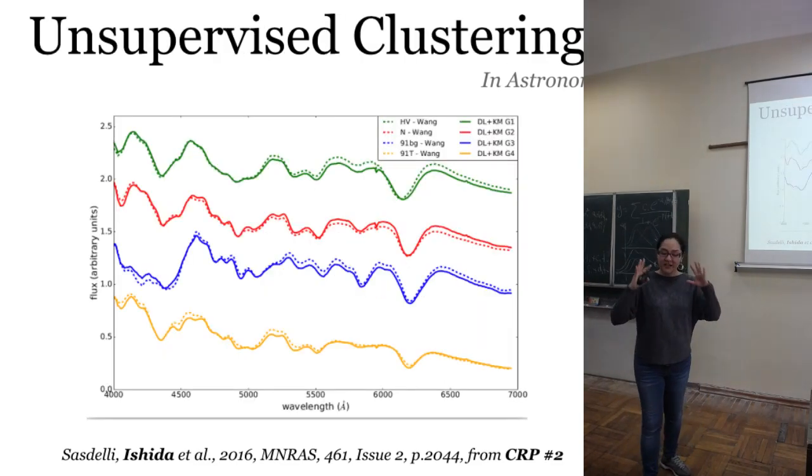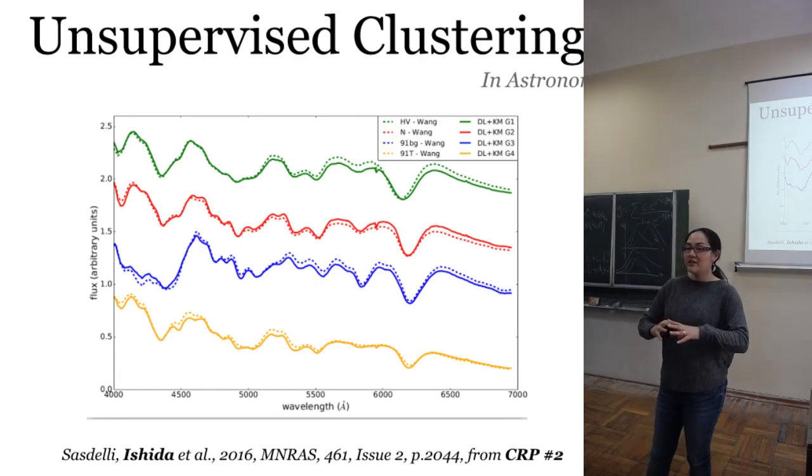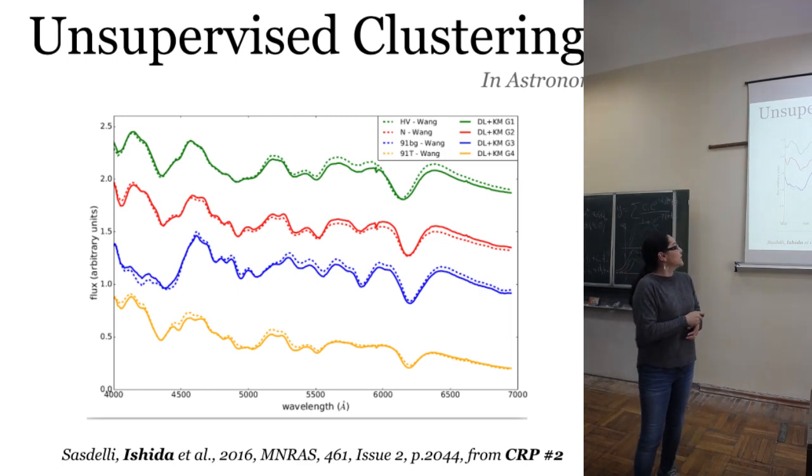And once we had this low-dimensional parameter space, what we did was a k-means, as I told you before, with four groups.